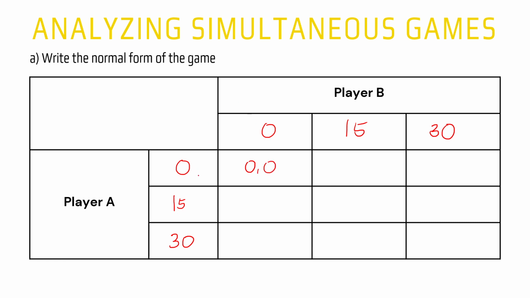If one player does not buy a ticket, but the other player buys a $15 ticket, then the one who bought the $15 ticket will win the $30 prize. Since the prize is $30 and the ticket cost $15, the net payoff will be $15. So the one who bought the $15 ticket will gain $15, while the other player who did not buy a ticket will not get anything.